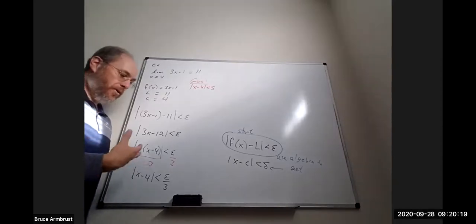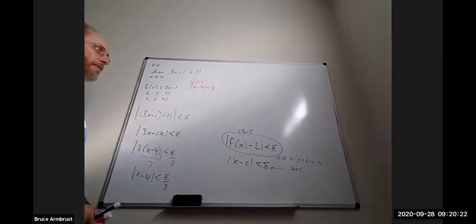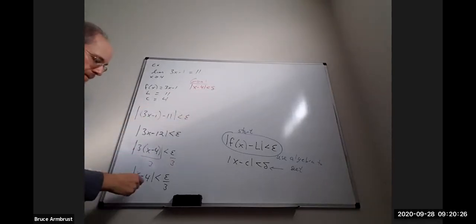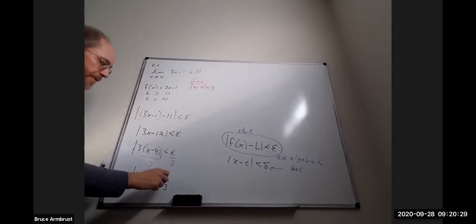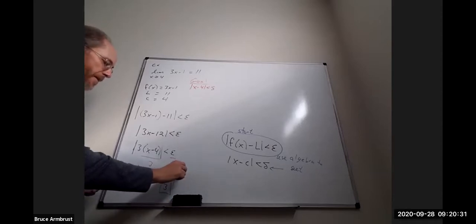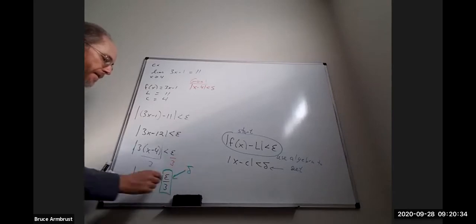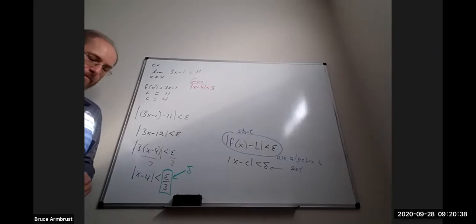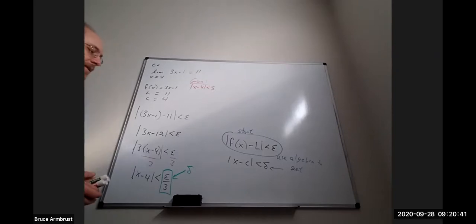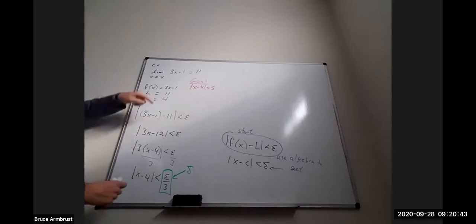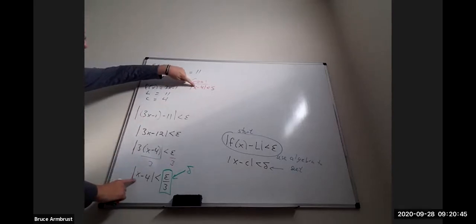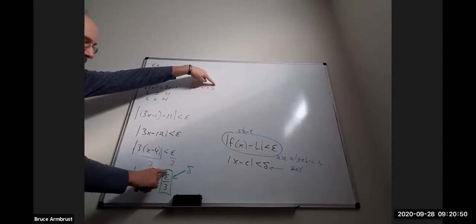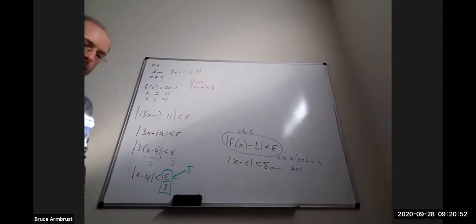Well, now remember that I said the goal was to have the absolute value of x minus 4 is less than delta. Since I've got the absolute value of x minus 4, that tells me that this guy right here, epsilon divided by 3, is my delta. Because look at the structure of these. The absolute value of x minus 4 is less than delta. So all of this stuff is my delta.